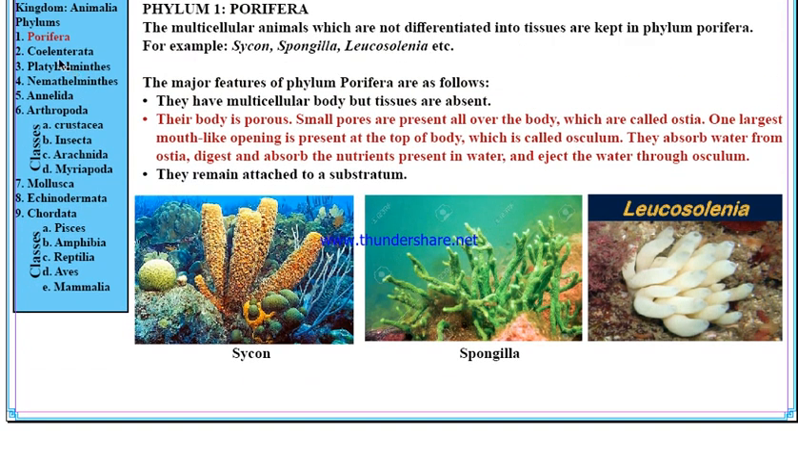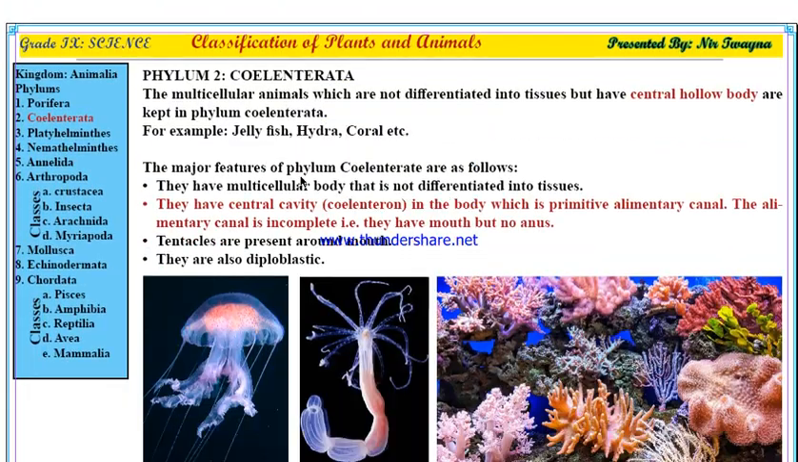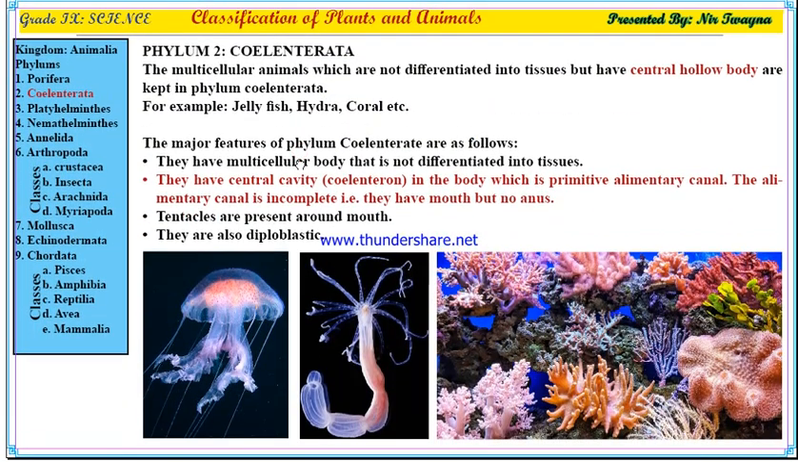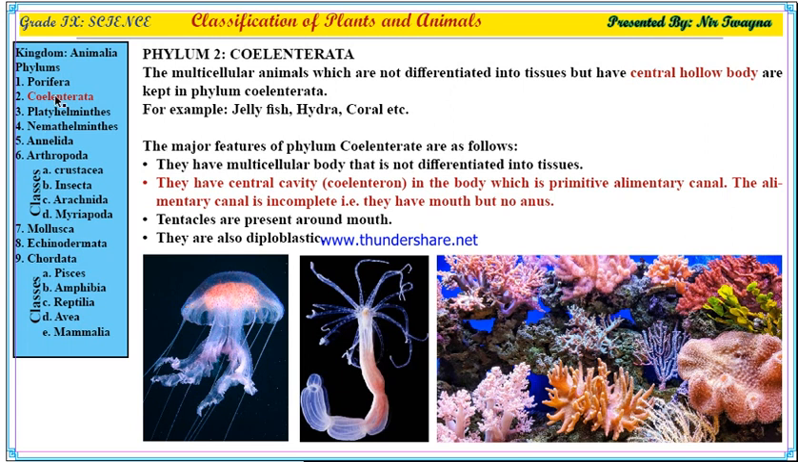Let's go to the next phylum, Coelenterata. Some pronounce it one way, some pronounce it another way. Whatever you say, that's not a big deal. But memorizing the spelling of Coelenterata is a big deal. So Coelenterata are multicellular animals. Just like Porifera, they are also multicellular animals, and just like Porifera, they are also not differentiated into tissues. They also do not have tissues.